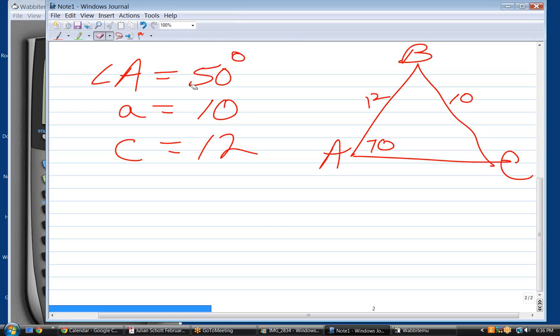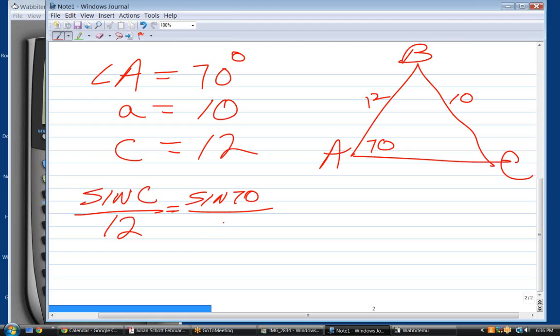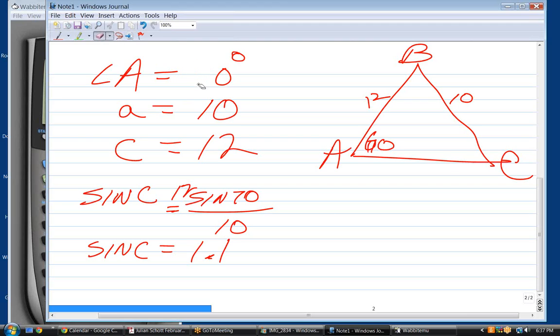Alrighty, so we want to find angle C, so we're going to put sine of C over 12 equals sine of 70 over 10. Then it'd be 12 times the sine of 70 divided by 10. I got 1.1, which is an impossible triangle. Let's change this to 60 degrees. I made this up off the top of my head. I didn't really want an impossible triangle. All right, so we're changing it to 60, and everything else is the same except that the angle is 60.